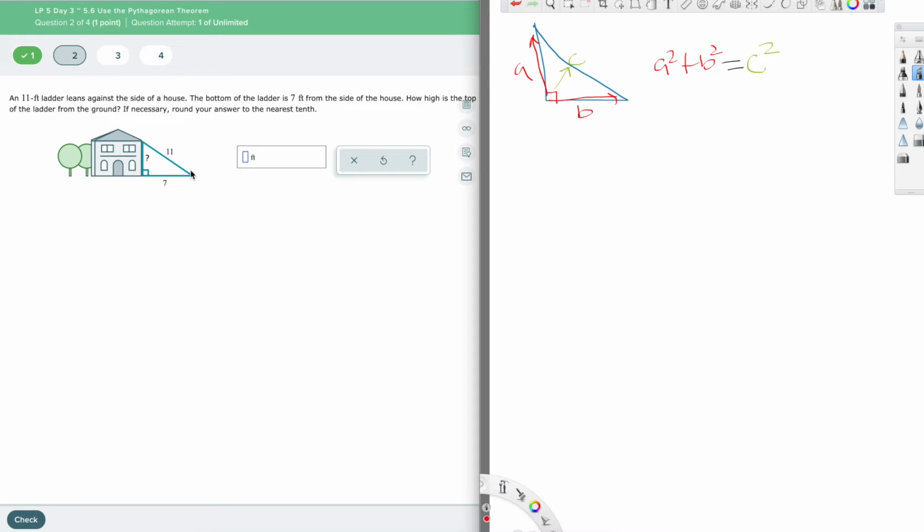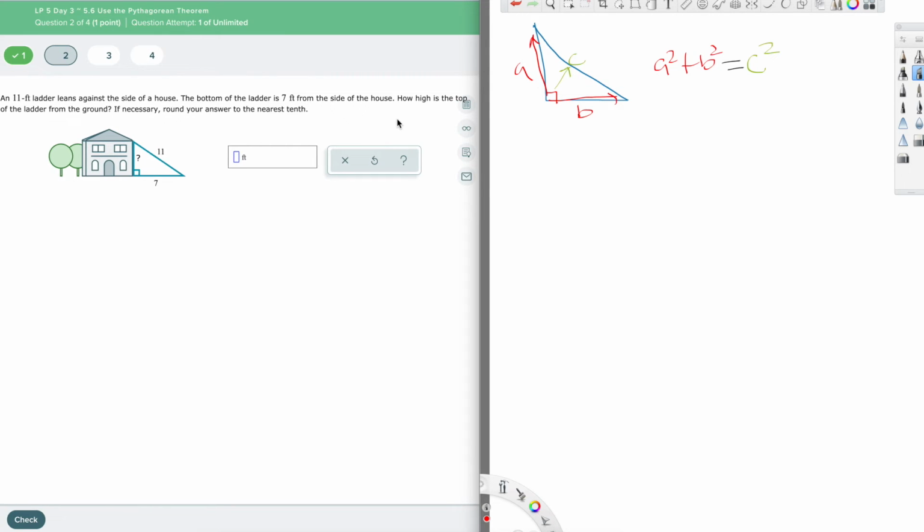An 11-foot ladder leans against the side of a house. The bottom of the ladder is 7 feet away from the side of the house. So that seems pretty dramatic. I don't know if I'd trust that ladder, but we're going to go with it. It says, how high is the top of the ladder from the ground? If necessary, round your answer to the nearest tenth.